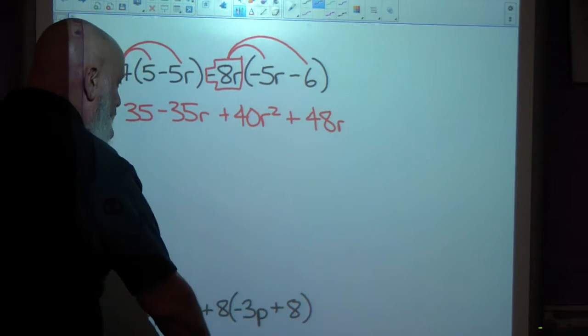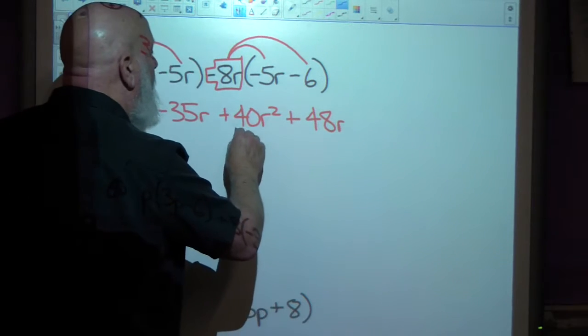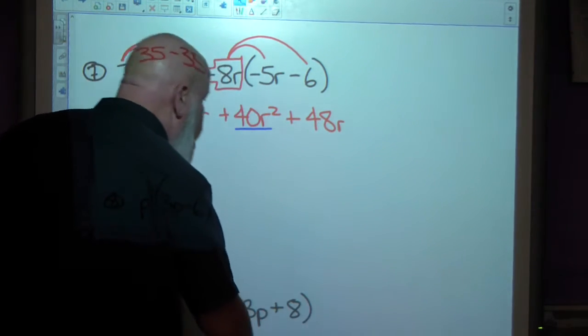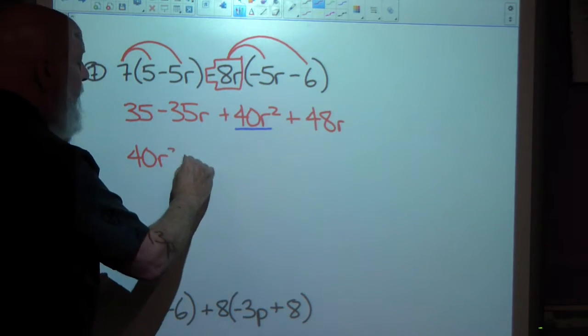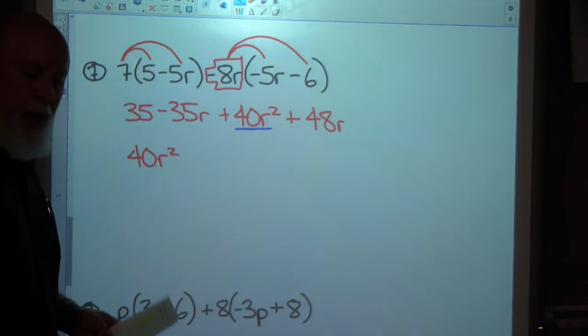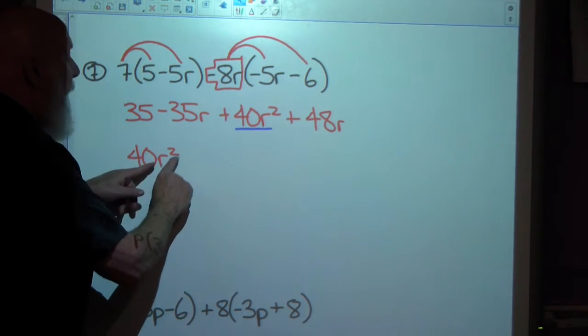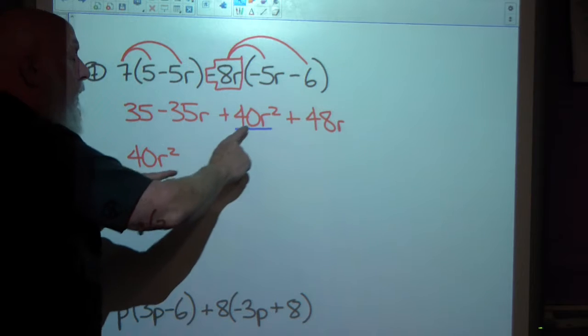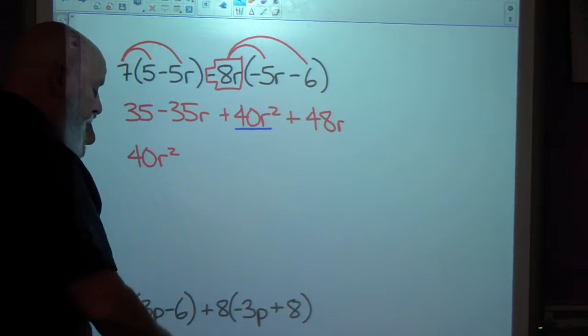Now I'm going to combine like terms. I'm going to put my highest power of r first. That won't combine with anything. Remember, you can only combine like terms. And in order to be like terms, they have to have the same variable and the same exponent. So there are no other terms up here that have an r squared, so it won't combine with anything.